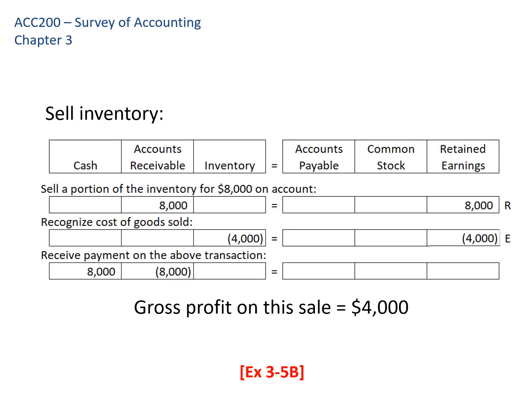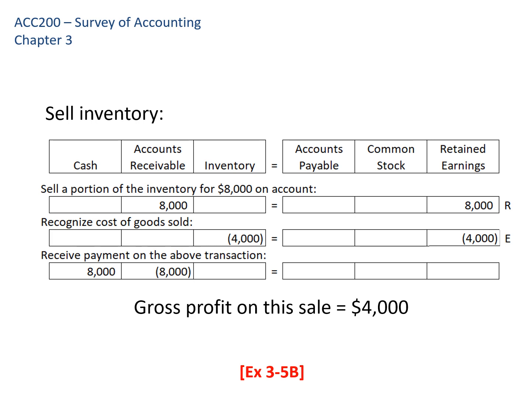So now I want to talk about selling inventory. So when we sell inventory, we're always going to recognize two parts of the transaction. We're going to record the sale, and we're going to record the cost of the sale. So in this example here, we take $4,000 worth of inventory and we sell it to a customer for $8,000. So our cost is $4,000, we're charging the customer $8,000.